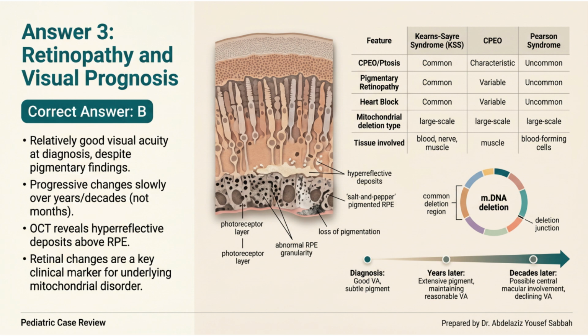Patients with Kearns-Sayre syndrome usually maintain relatively good visual acuity at the time of diagnosis, despite visible pigmentary changes in the retina. The retinal changes progress slowly over years to decades, not over months. Optical coherence tomography may reveal hyperreflective deposits above the retinal pigment epithelium. Although central macular involvement can develop after decades and gradually reduce vision, severe early blindness is not typical. The retinal findings are an important clinical marker that points toward the underlying mitochondrial disorder, even when vision itself remains functional.